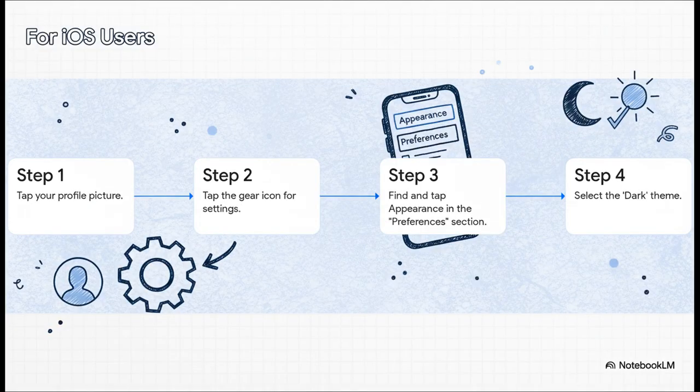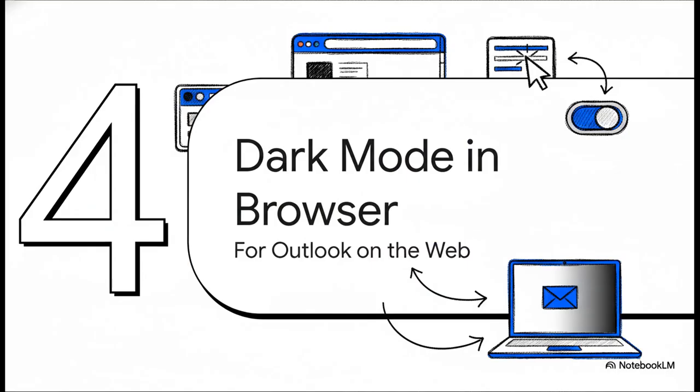And for everyone on an iPhone or an iPad, guess what? The steps are pretty much exactly the same. You're going to tap your profile pic, hit the settings gear, find Appearance down in the preferences, and select dark. It is that easy to give your mobile inbox a whole new vibe. But hey, we're not done yet.